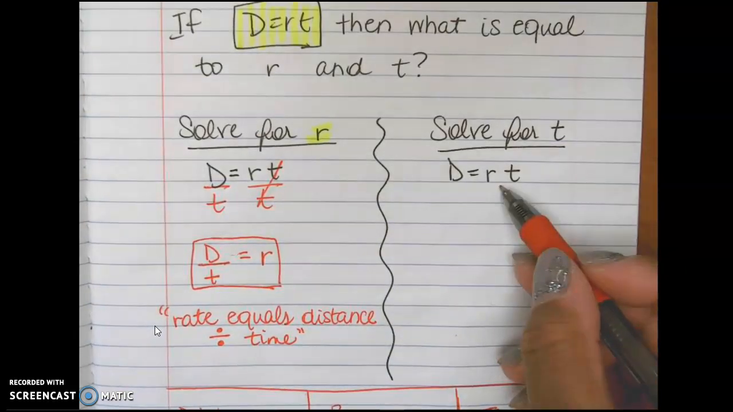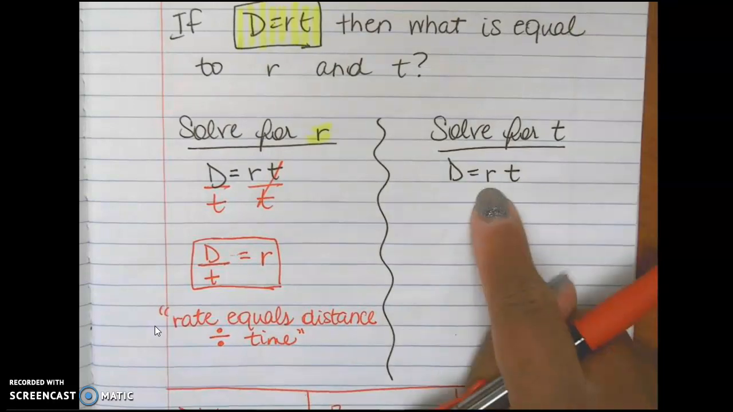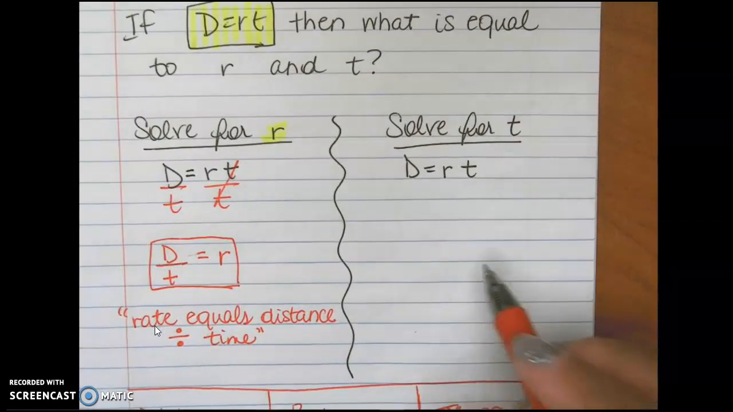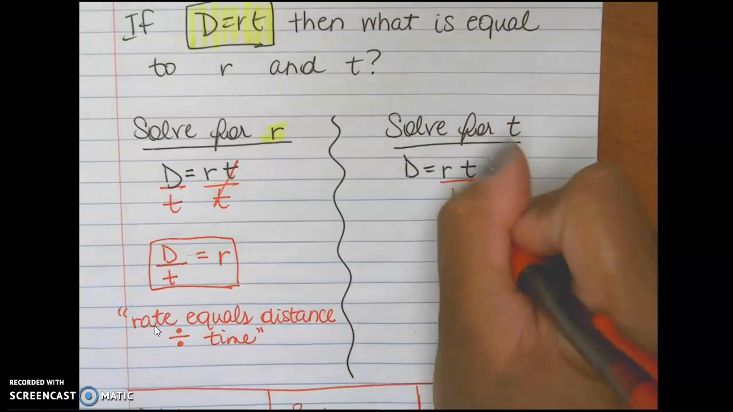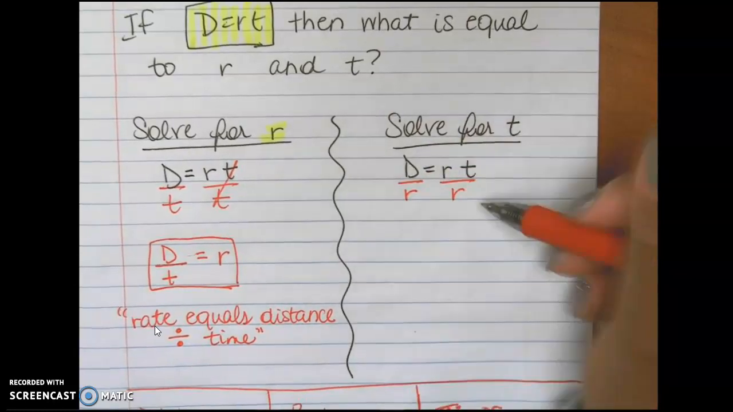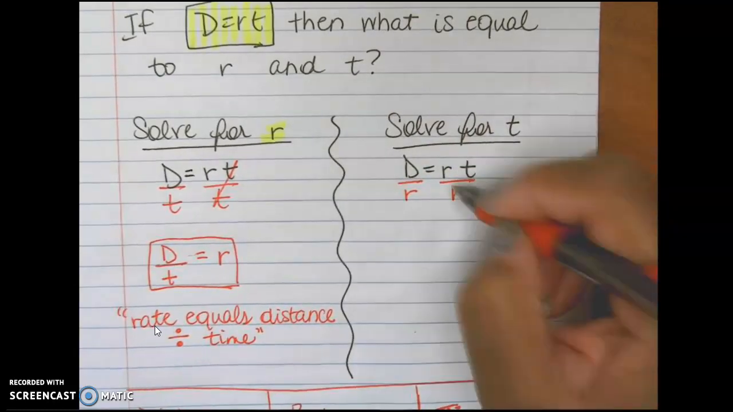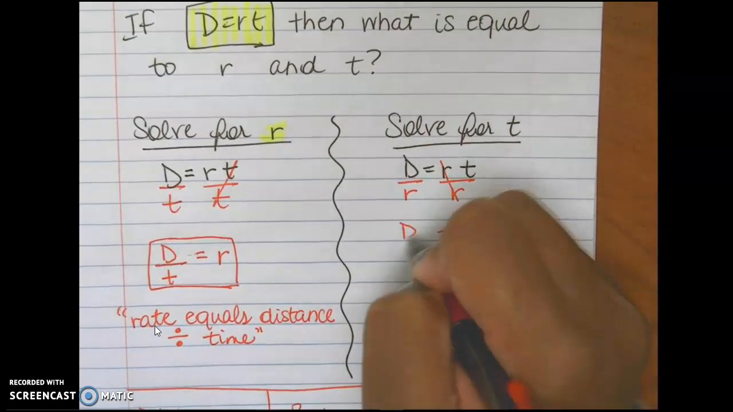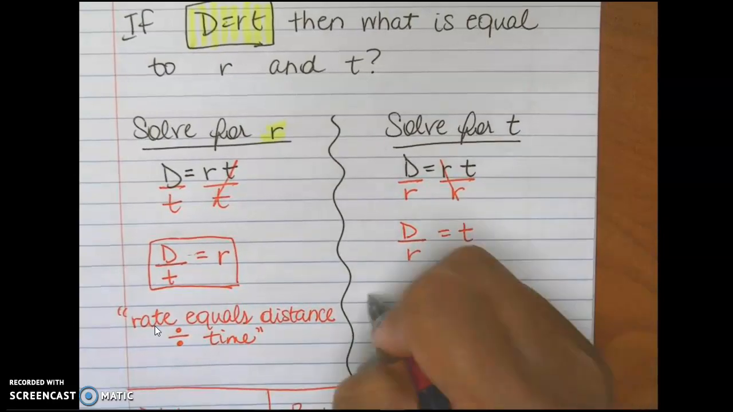Then I'm going to do the same thing over here, but with a different letter. I want to get rid of the r. How will I do that? Dividing both sides by r. What happens to these r's? They cancel out. t is equal to d over r.